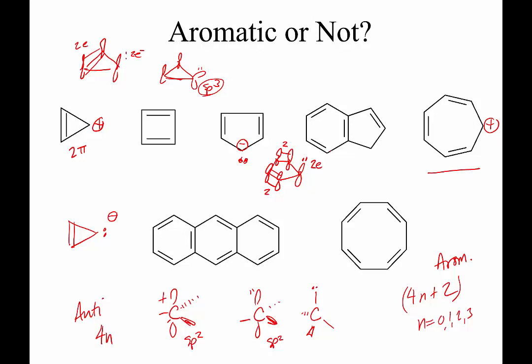And again, I'm giving this a choice, right? But it doesn't have any choice. Molecules will always go to their lowest energy. So in this case, their lowest energy is becoming aromatic.